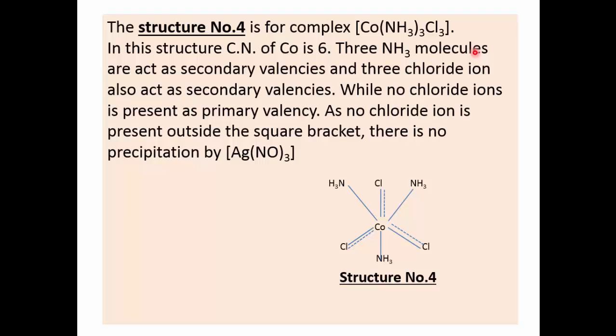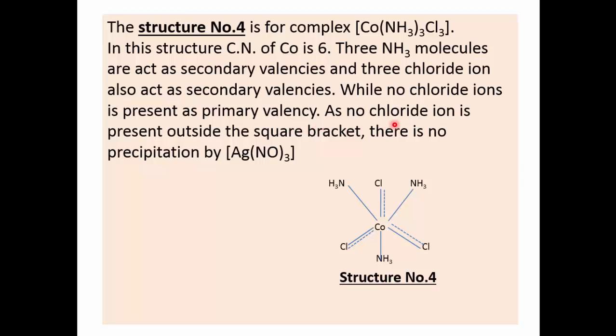Then see structure number 4. Here the formula is Co(NH3)3Cl3. That means no chloride ion is present outside the square bracket. There is no ionizable chloride ion. There is no primary valency. All 3 chloride ions and all ammonia molecules are attached to cobalt. In this way, cobalt shows 6 valency. So 3 ammonia molecules and 3 chloride ions act as secondary valencies. No chloride ion acts as primary valency.